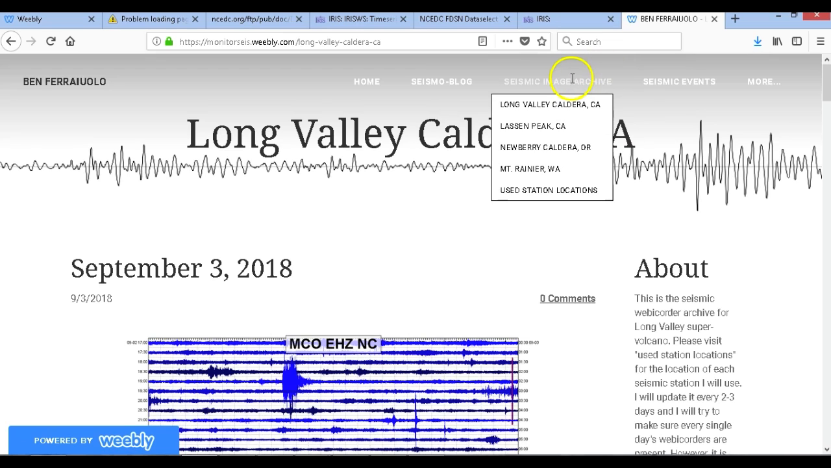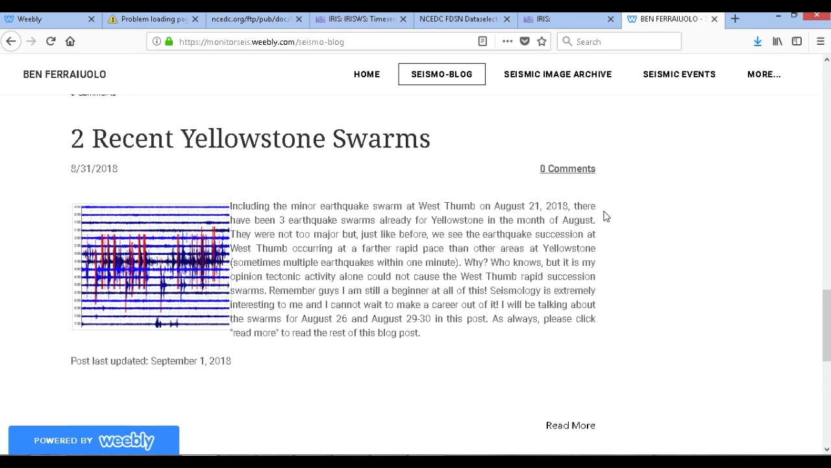Now, the last link in the drop-down menu says Used Station Locations. This shows the respective location of all the seismic stations I used to download the data for these archives. Now here we are back at Ben's blog, my Seismo blog.